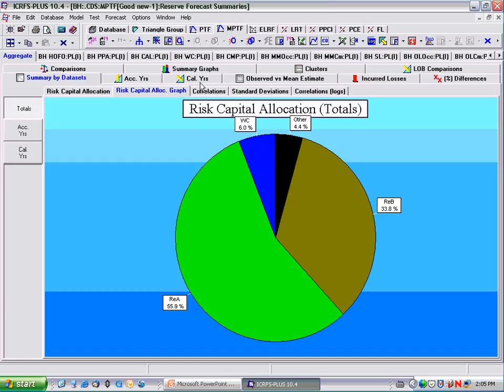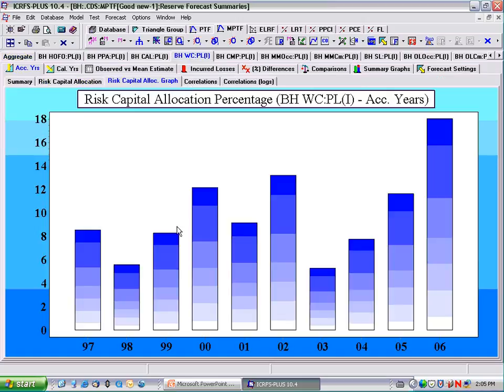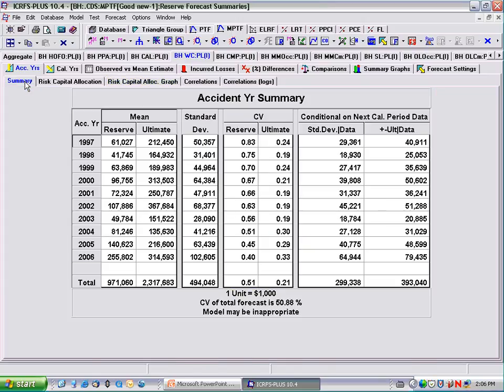Workers' comp, I think, had the largest coefficient of variation, but in terms of volume of business, out of the 23 for risk capital allocation, workers' comp, that's by accident years. What do I want to do? I want to go to what volume of business? So we've got to go to summary, and we've got to go to accident years.